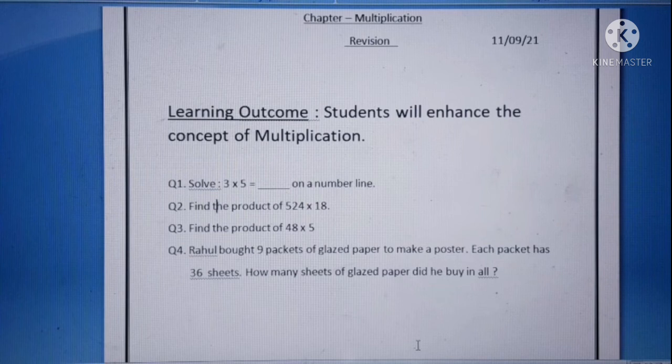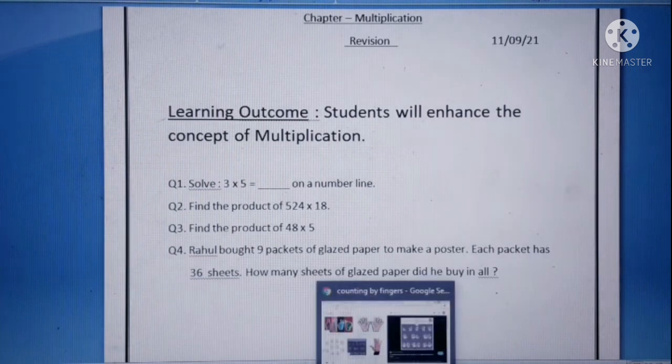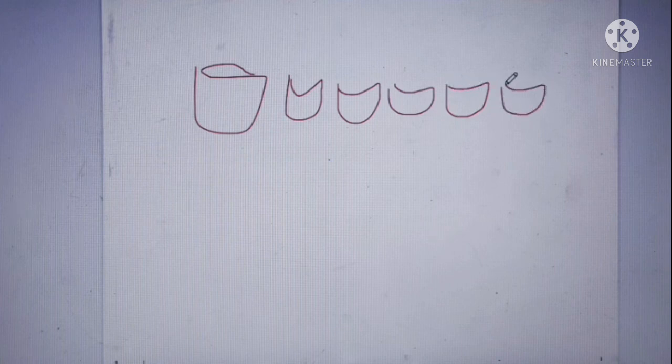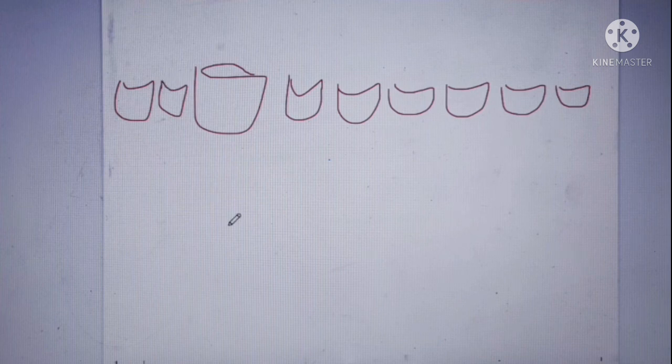So let's see our next question number 4. Rahul bought 9 packets of glazed paper to make a poster. To make a poster, they required glazed paper, shiny paper. So children, how many packets of glazed paper did Rahul buy? 9 packets. Okay. So we'll try to understand with the help of a diagram. 9 packets. So these are the packets. 1, 2, 3, 4, 5, 6, 7, 8 and 9. So here Rahul bought 9 packets.